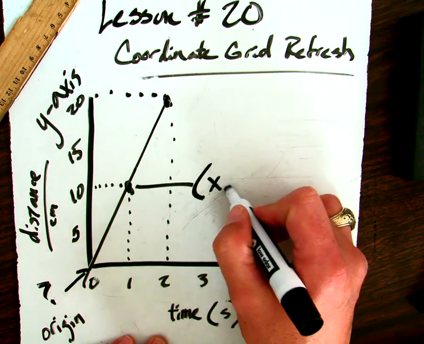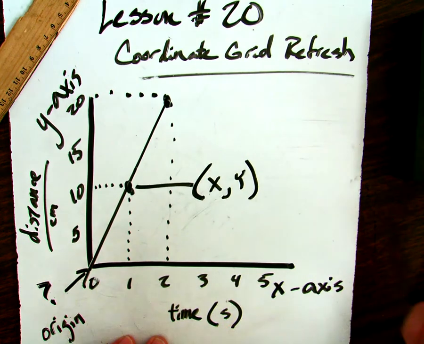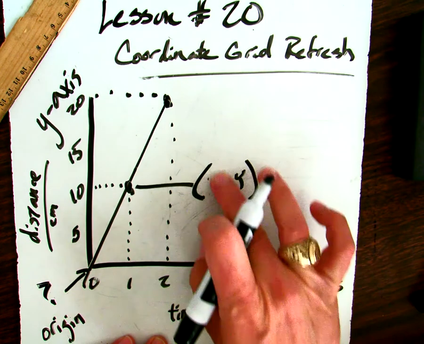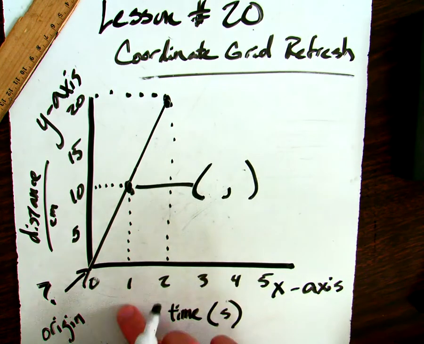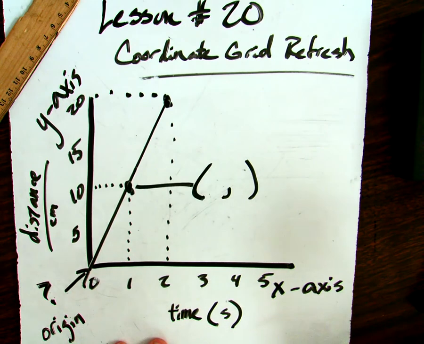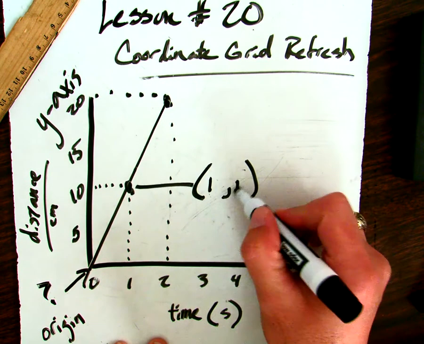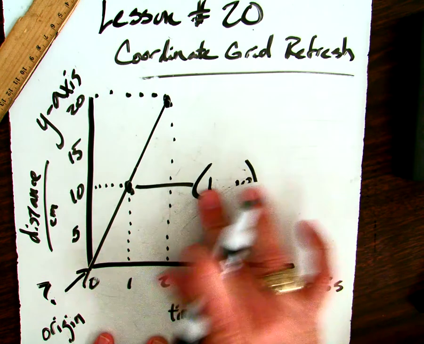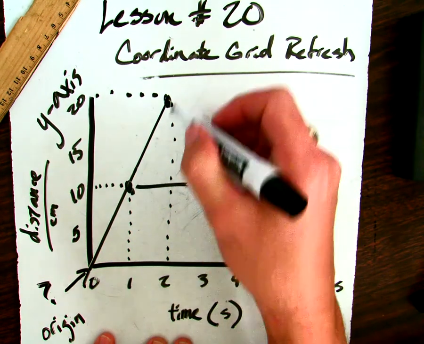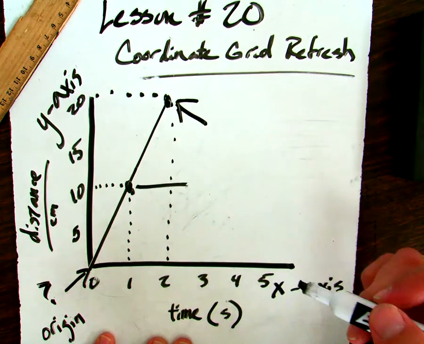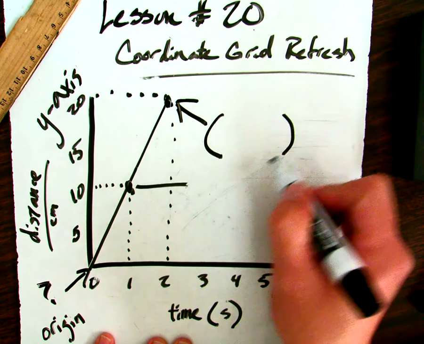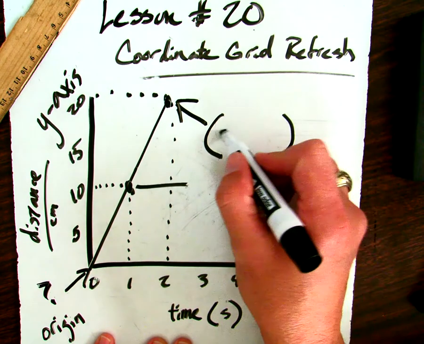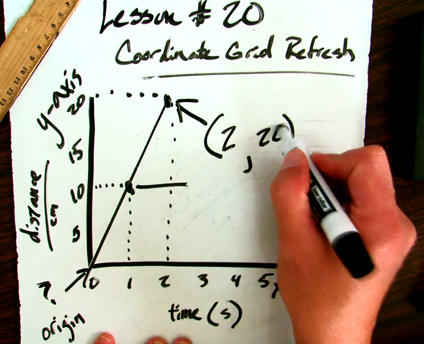Now our ordered pair is found in x, y, just like this. So what would our ordered pair be for 1 second? Hopefully you put 1, 10. All right, so we're going to do the same thing. We're just going to do it for 2 seconds. So what is our ordered pair for this one right here? Hopefully you put 2 and 20.